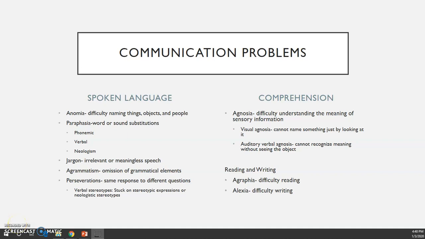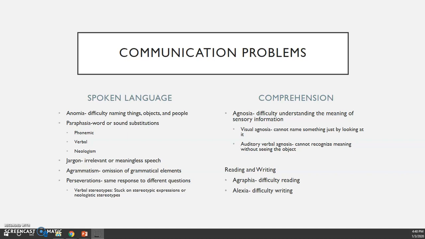Characteristics of communication problems vary depending on the area of damage in the brain for each classification of aphasia. So aphasia can be classified either by the area of known damage in the brain or characteristics of the communication. And so what we'll go through is the expressive and receptive characteristics of language and the definitions of those, and then we'll talk about how that relates to each specific type of aphasia.